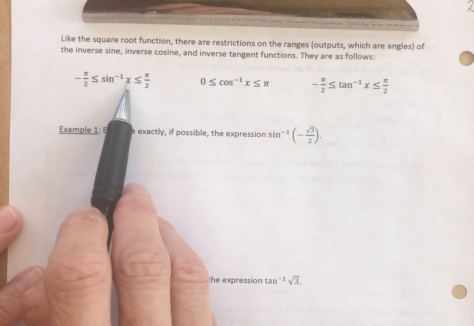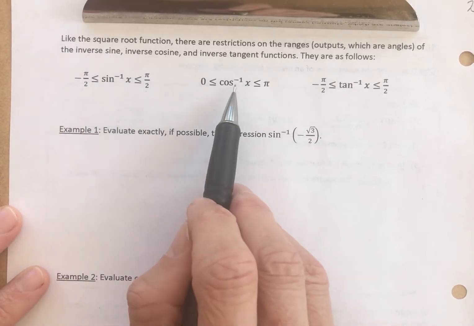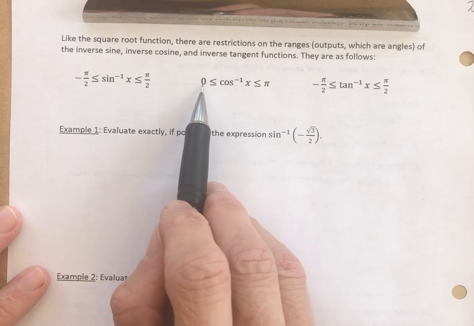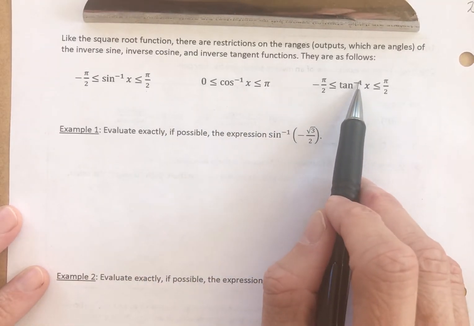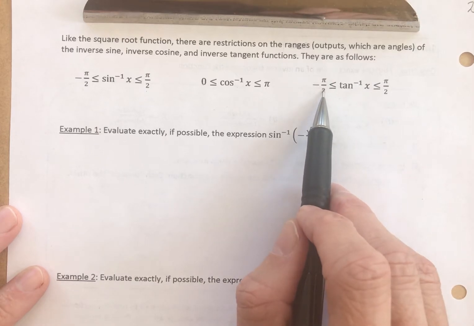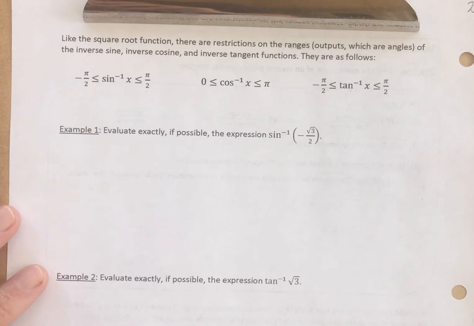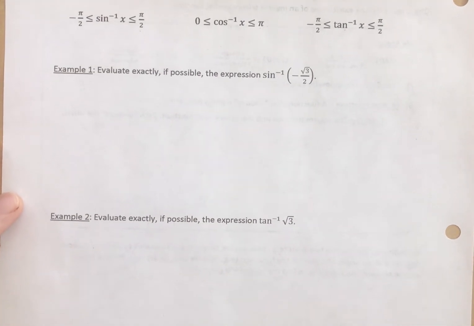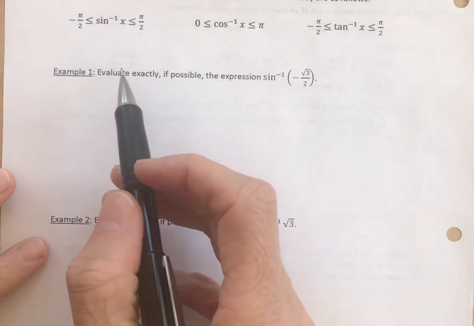Our inverse sine is going to be between negative pi over 2 and pi over 2. Our inverse cosine is going to be between 0 and pi. And our inverse tangent is going to be between negative pi over 2 and pi over 2, the same as the inverse sine. That way we don't have a possibility of 2 answers. We're only going to have 1 answer in this case. Okay, let's take a look at some examples that will assist us with this.